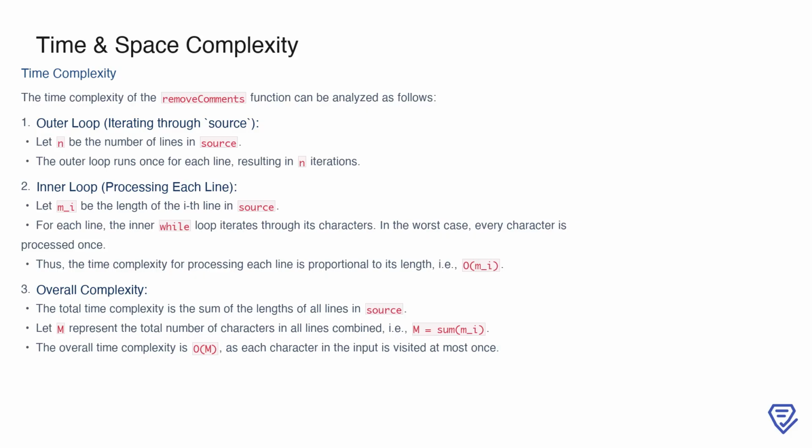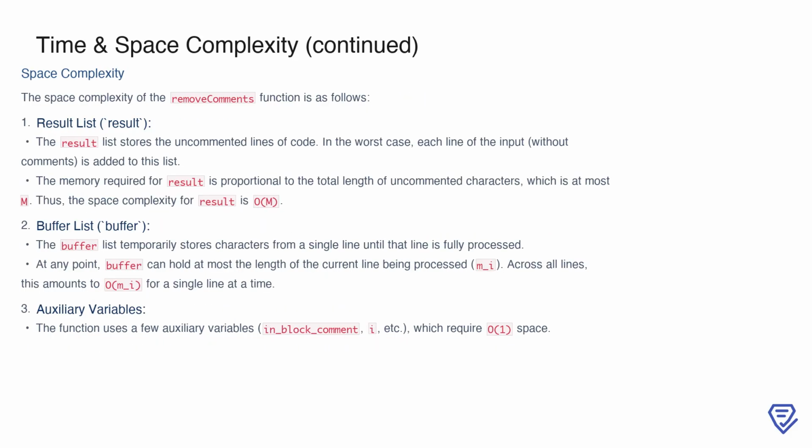Putting it all together, the total time complexity accounts for the sum of the lengths of all lines in the source, which we denote as m. Since every character is visited at most one time, the overall time complexity becomes O(m). Now, let's break down the space complexity.